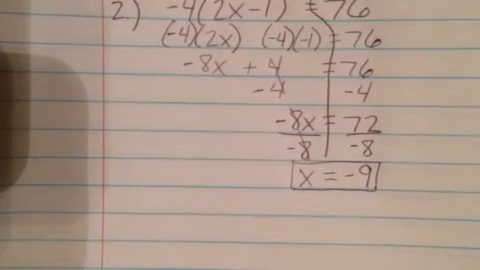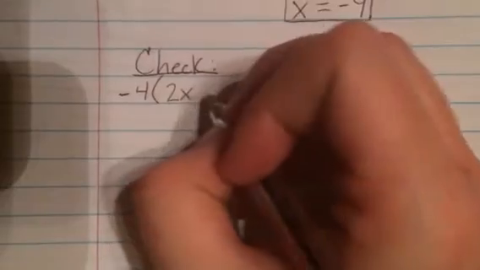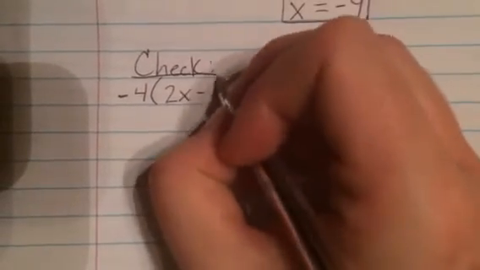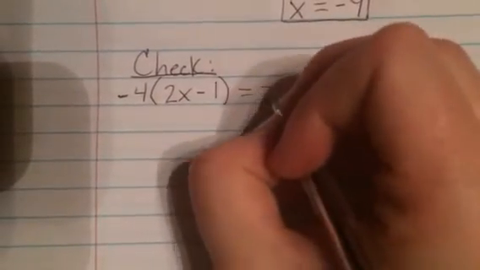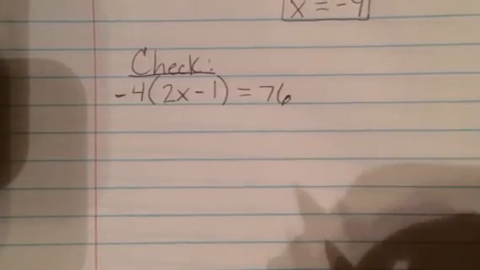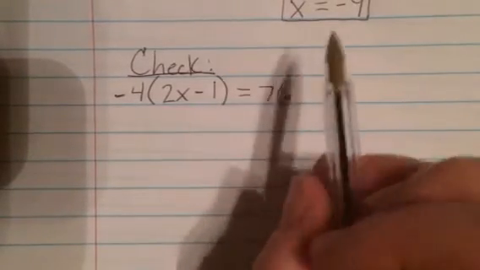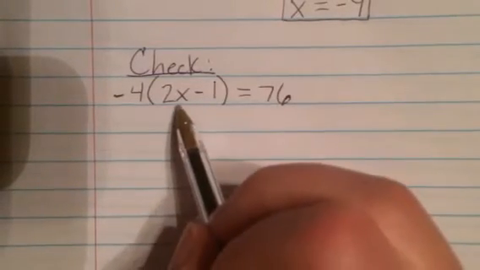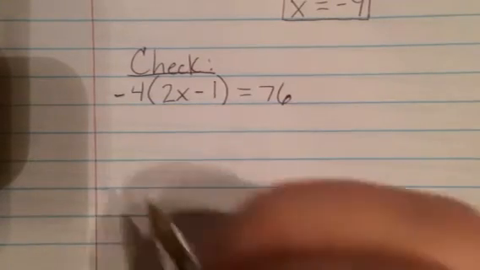So now we just have to check our answer. So the first step is to write the word check, and then write the original equation. Now the set of parentheses needs to be there. Whatever's in your original equation, you want to include that as you're writing it down now. And so I'm going to take my answer, which was -9, I'm going to replace the only x I see with -9.